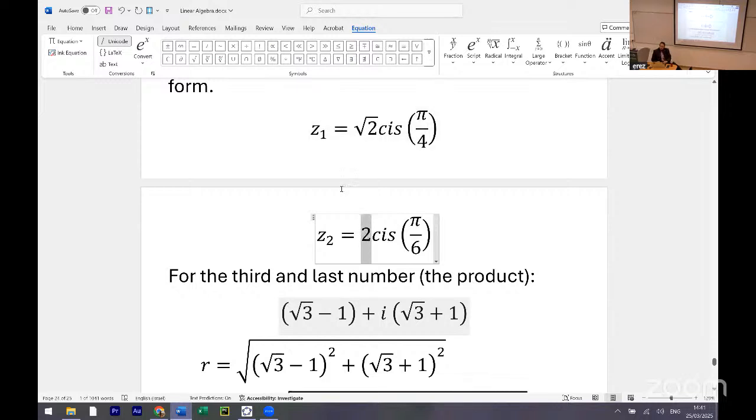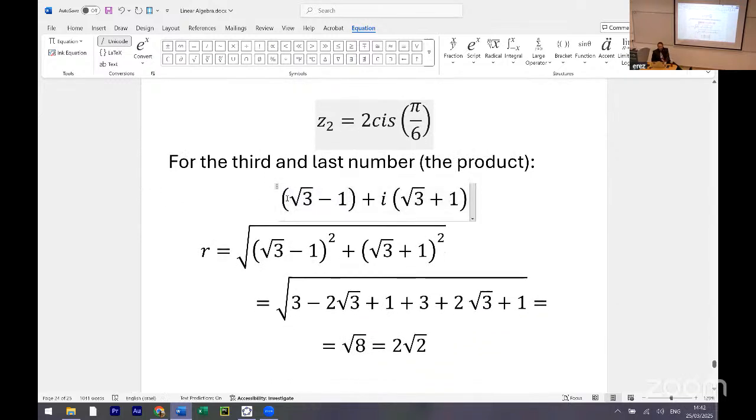of z1 and z2. What about the new angle? What is supposed to be the angle of this number? The sum of the angles. It is supposed to be pi over 4 plus pi over 6, which is 3 plus 2 over 12, right? It's 5 over 12 pi. So let's make sure that that's actually what happens.